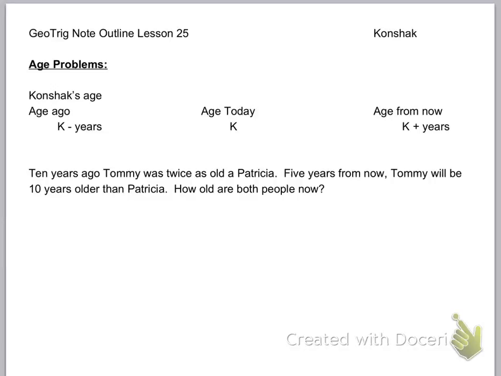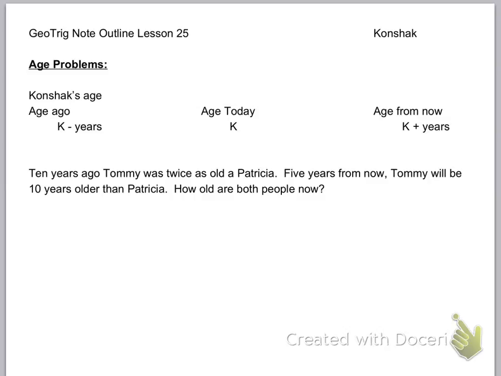Geotrig, lesson 25. We're going to talk about age problems and rate problems. So we're going to talk about age problems first. And there's something we need to know about age. Your current age is your age as of today. So let's talk about my age, Konchak's age. If I wanted to know today's age, it would be K years old, okay, for Konchak.